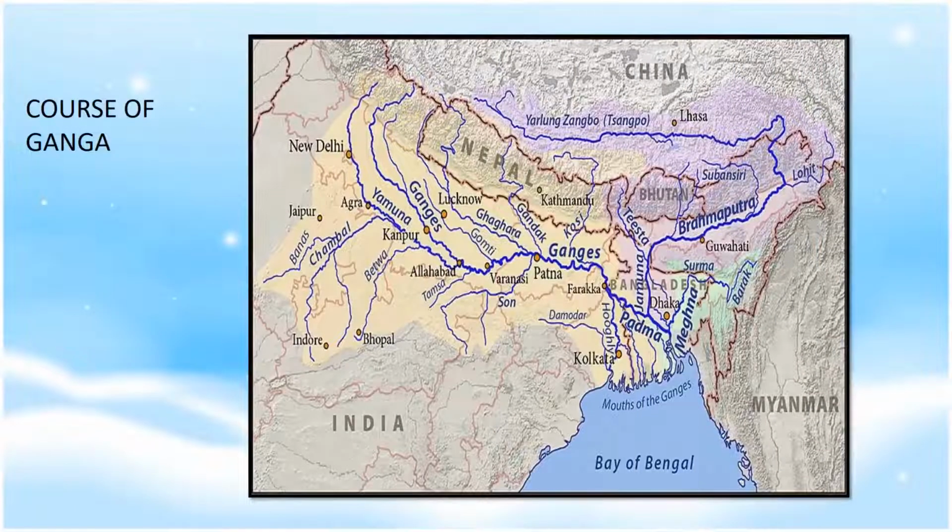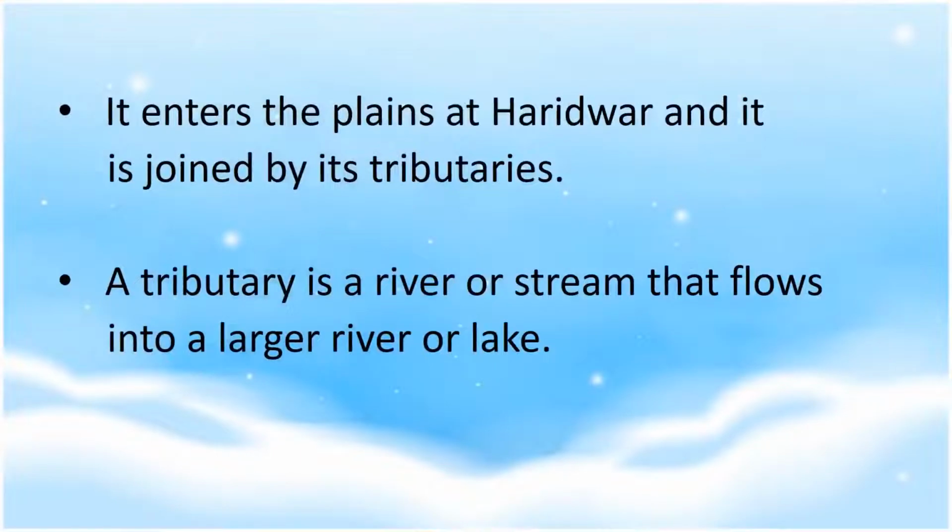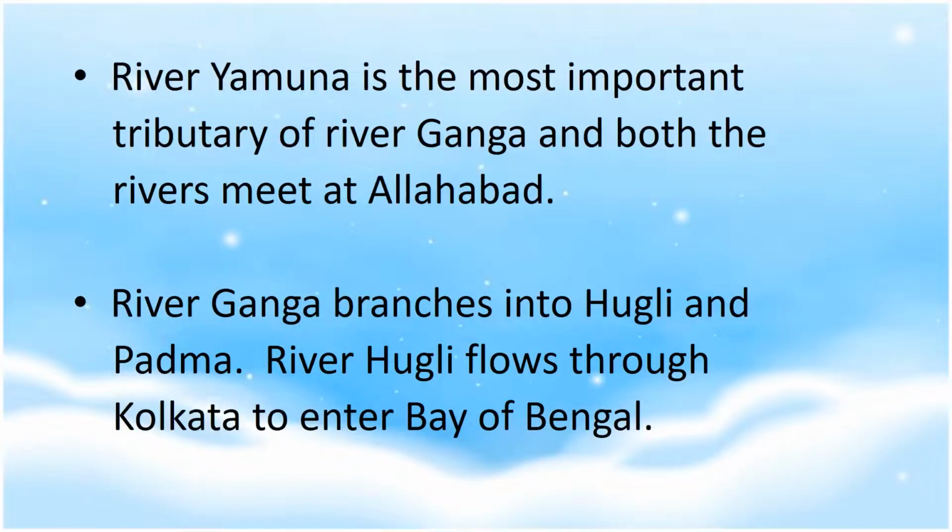Here you can see the course of river Ganga in the map. River Ganga enters the plains at Haridwar and flows down and is joined by its tributaries. A tributary is a river or stream that flows into a larger river or lake. River Yamuna is the most important tributary of river Ganga.